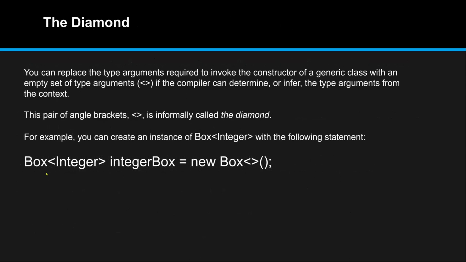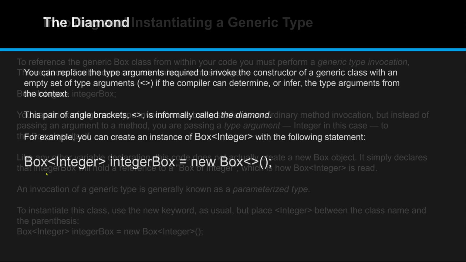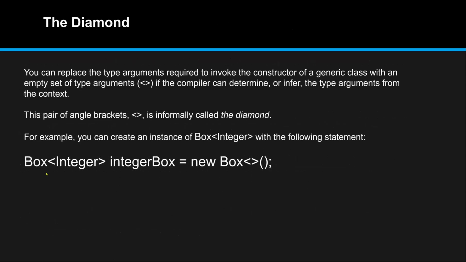There's this concept in Java called the diamond, and it's to help you do type inference. Other languages do this without the diamond, but still. You can replace the type arguments of a generic class with an empty set of type arguments if the compiler can determine or infer the type arguments from the context. So Box<Integer> integerBox equals new Box<>. Well, we know we're declaring a Box of Integer, so we don't necessarily need that. I personally think if you're going to have the two diamonds, you might as well fill it in, but that's up to you.